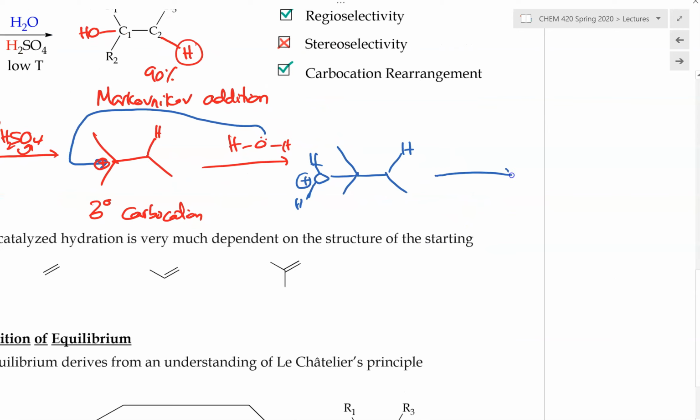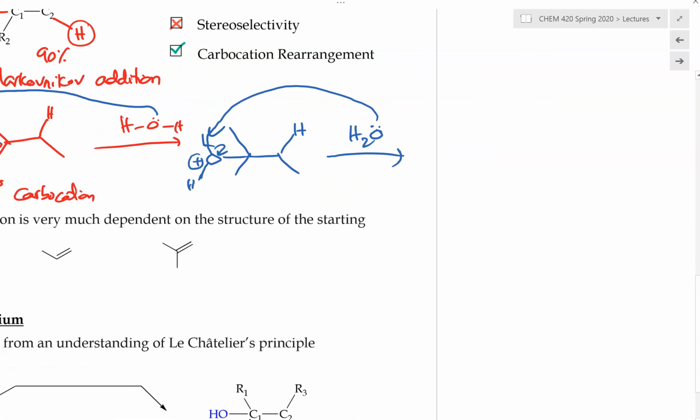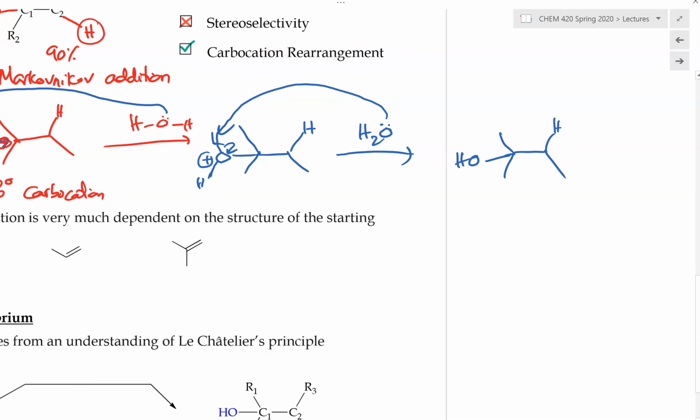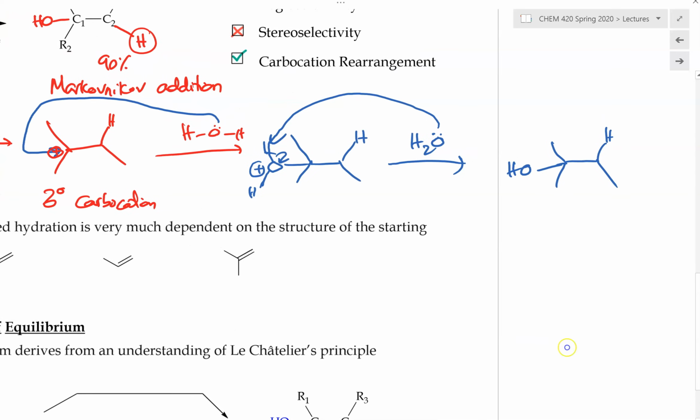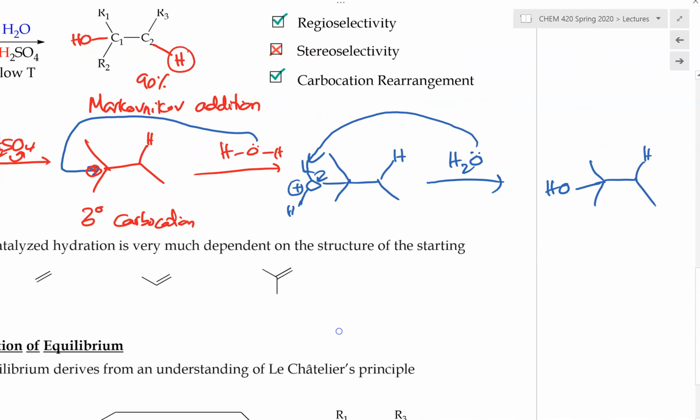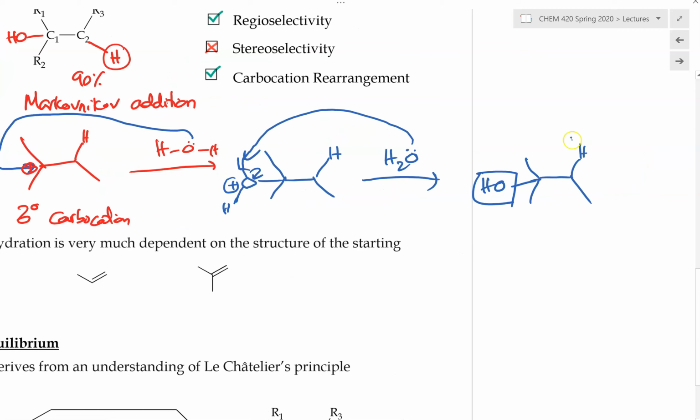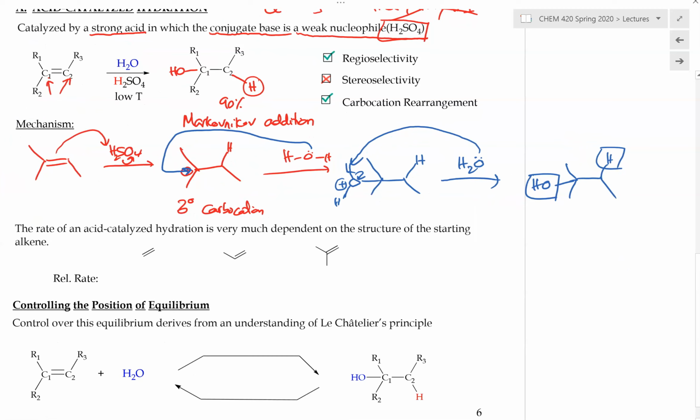And lastly, to neutralize this product, we can have another water molecule behaving as a base come in, pick up this proton, and neutralize our organic product. So that's what happened in the course of this reaction. And again, the hydroxy group is added to the more substituted carbon, and the hydrogen is added to the less substituted carbon. And that would then be our product. And it is called the Markovnikov product.